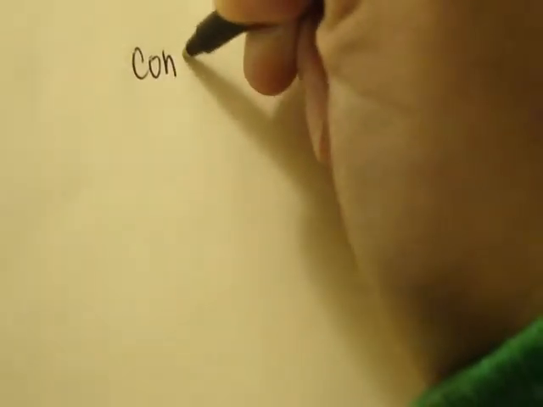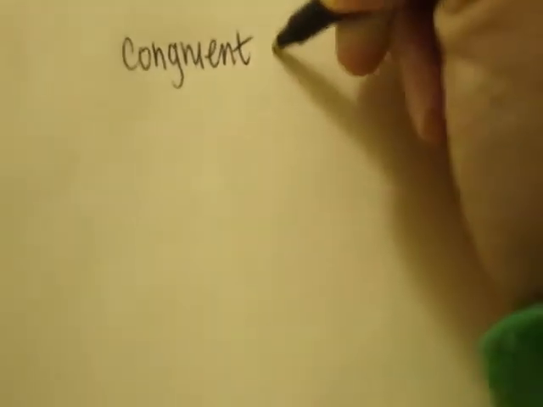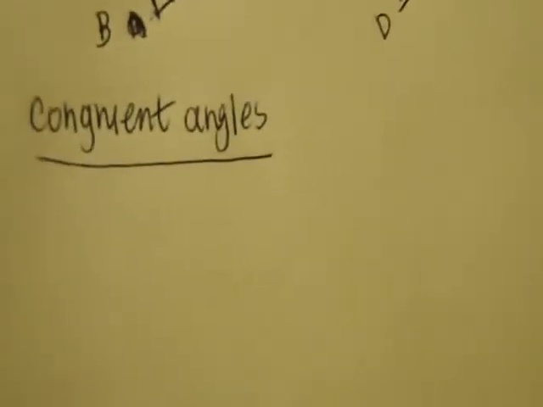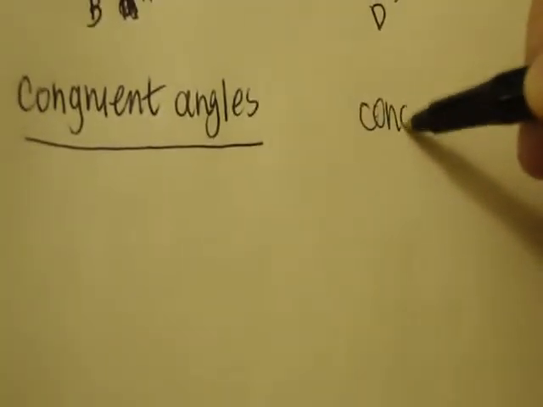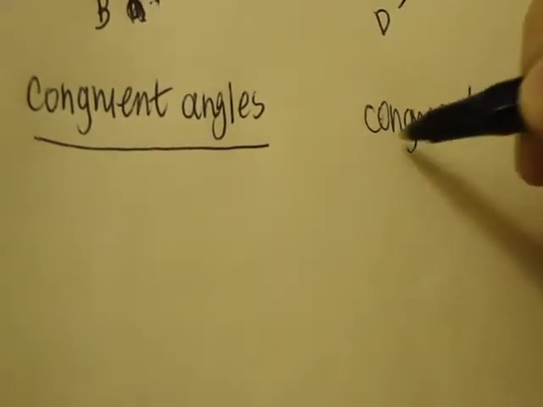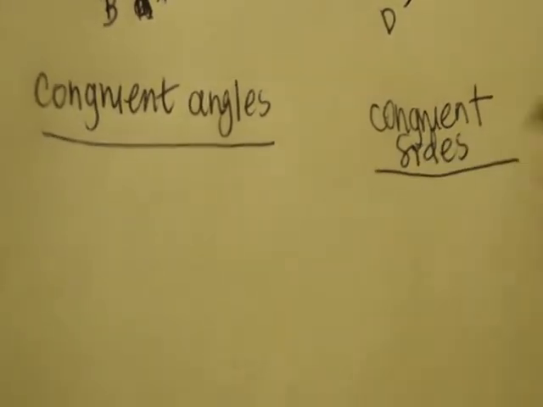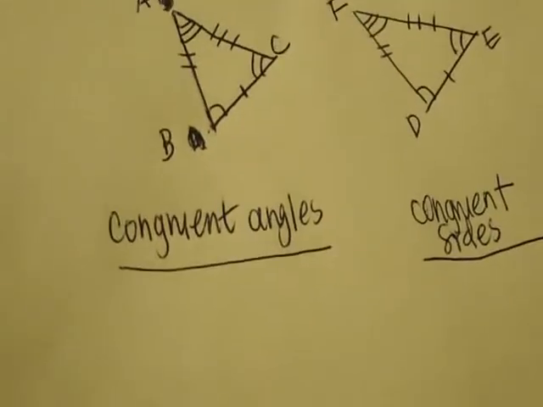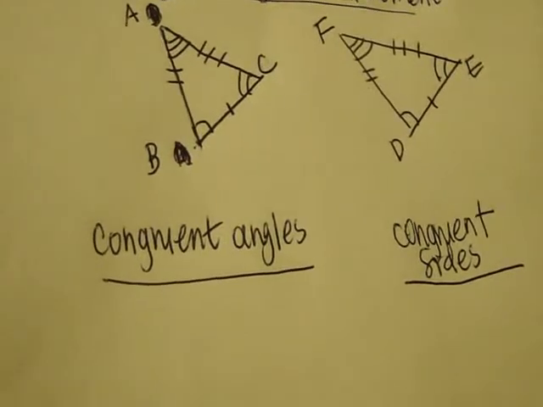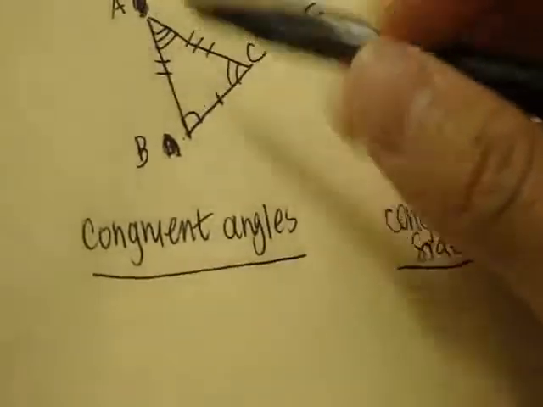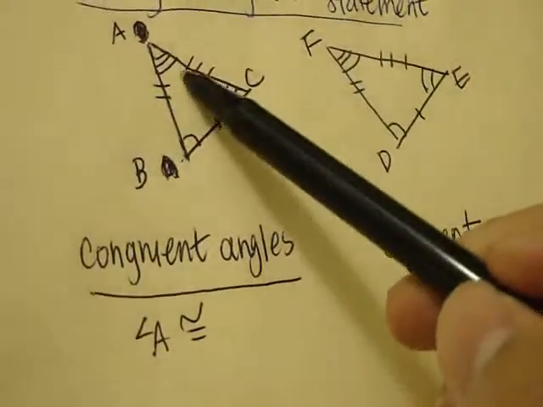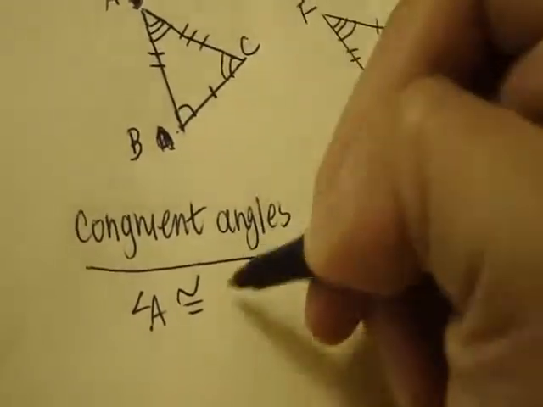One where you're listing the congruent angles, and one where you're listing the congruent sides. Okay, so congruent angles, let's match them up. Let's see here. Okay, let's start with angle A. And angle A has 3 arcs right here, so it matches up with angle F.